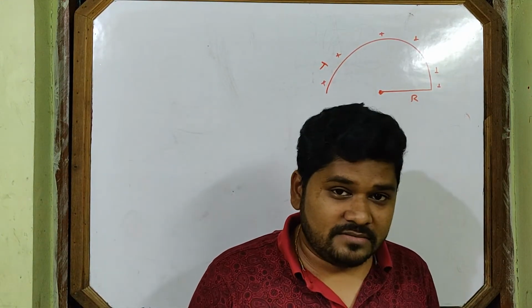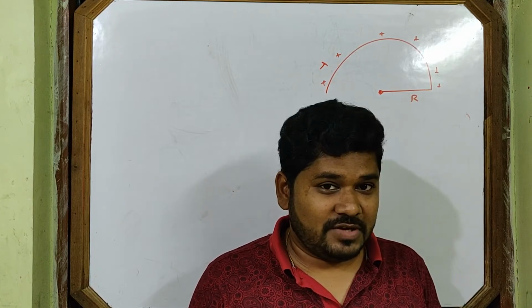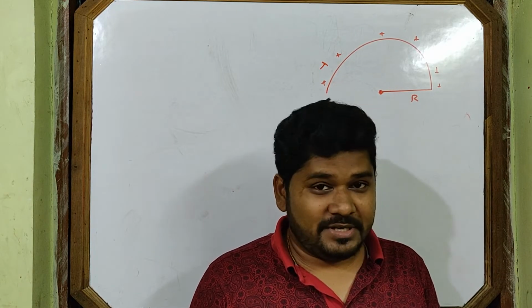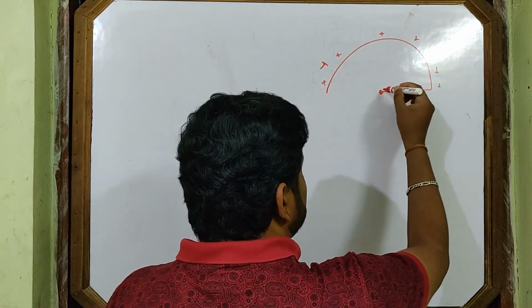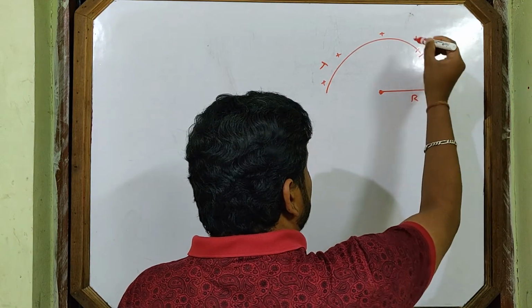We'll use Coulomb's law again. To use Coulomb's law, we need a point charge. Point charge means here a small section. Now let's consider a small section here.